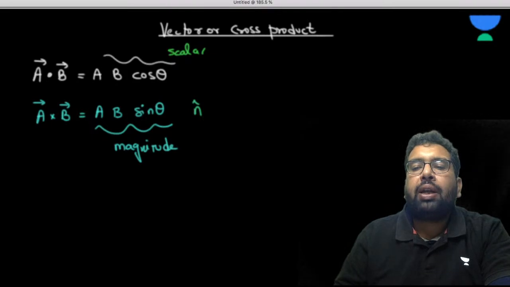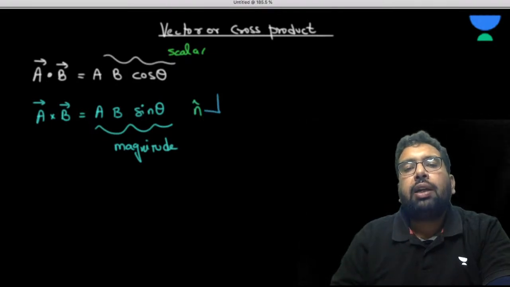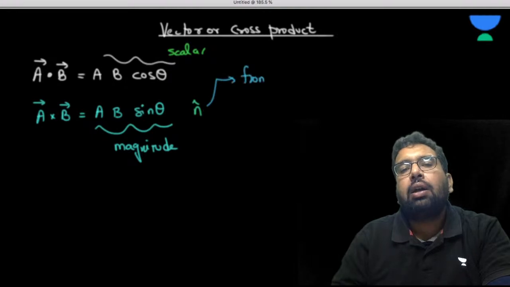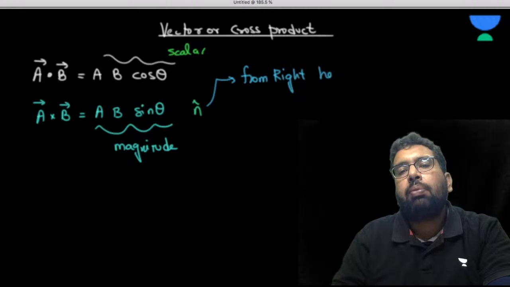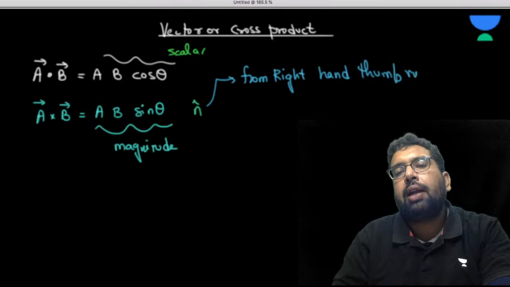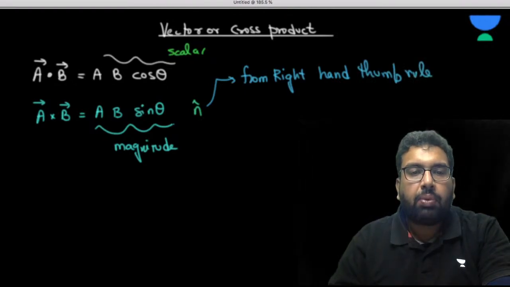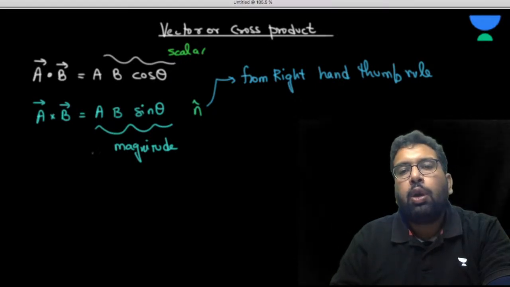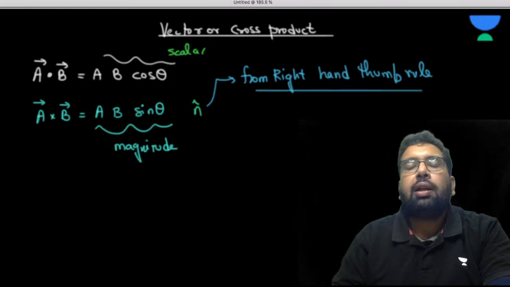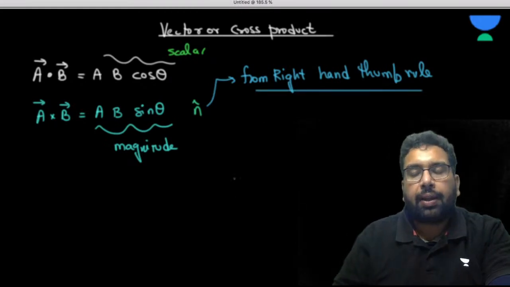So the magnitude of this cross product is AB sin theta, and for direction we have n cap. How do we get this direction, sir? We get this direction from the right hand thumb rule. We have spoken about it in detail in the last session. So in this right hand thumb rule, what do we do? See, let's suppose, like for example.